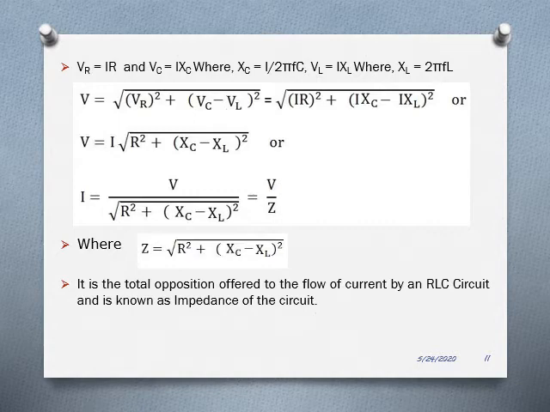So substitute for VR, VC and VL and bring the common term I outside the square root. So you get I is equal to V divided by square root of R square plus XC minus XL the whole square, where R is the resistance, XC minus XL is the net reactance. So that term is nothing but the impedance. Z is equal to square root of R square plus XC minus XL the whole square.